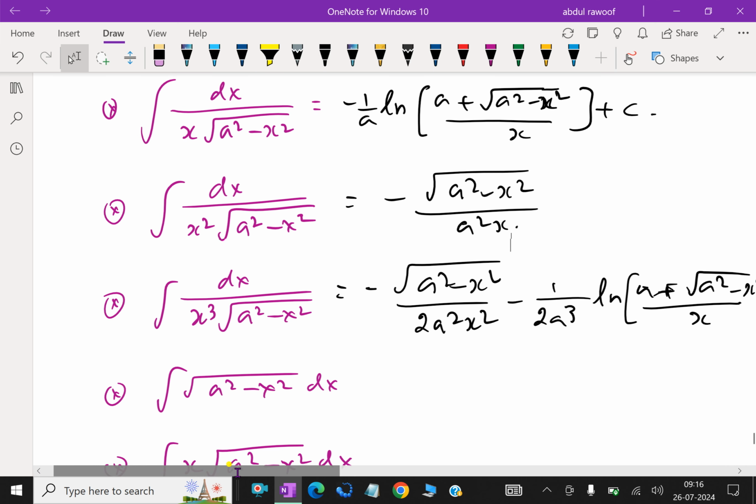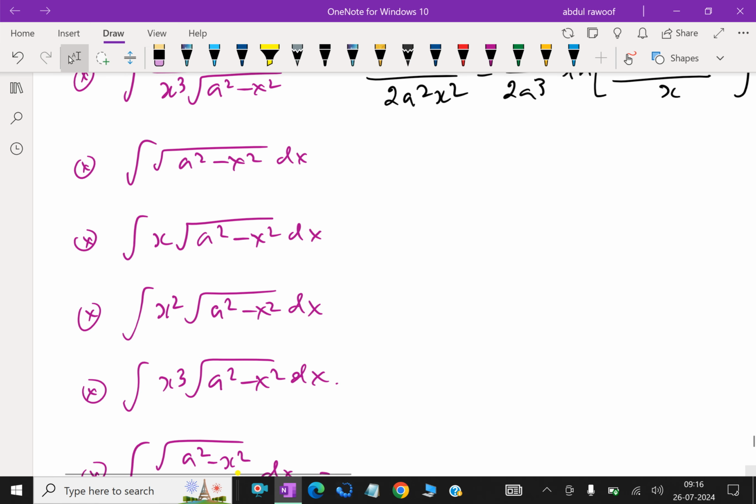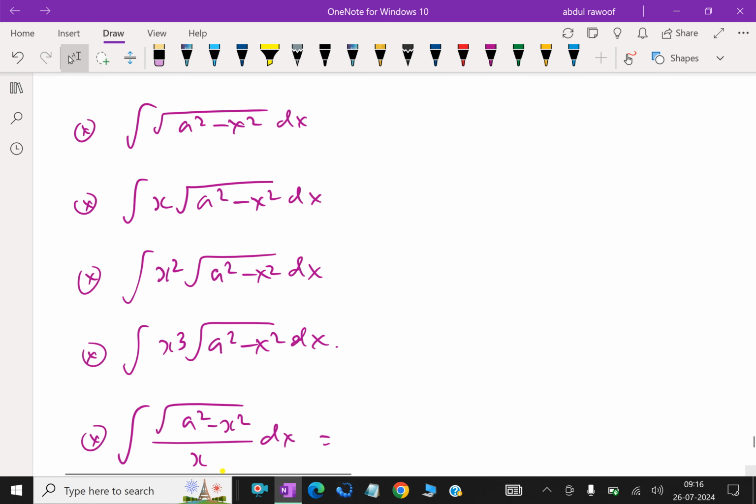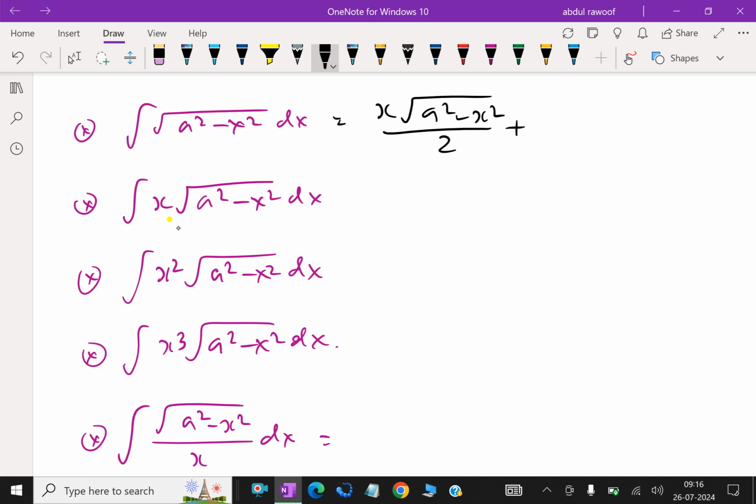Next is integral square root of a square minus x square, which is equal to x into square root of a square minus x square over 2 plus a square by 2 sine inverse x over a plus c.